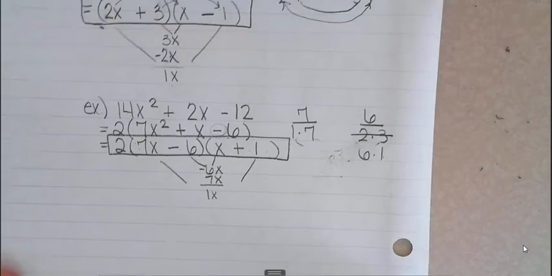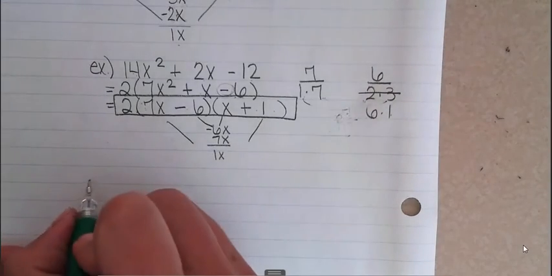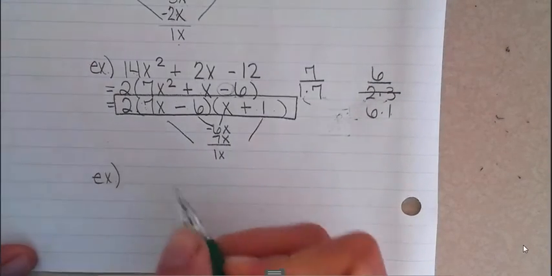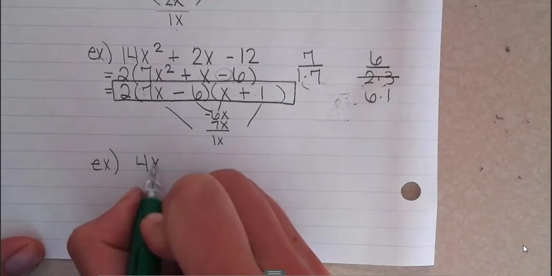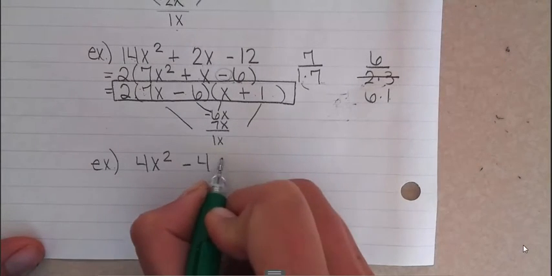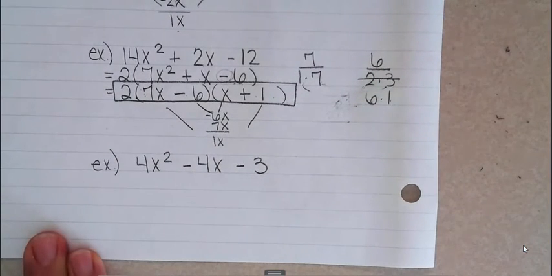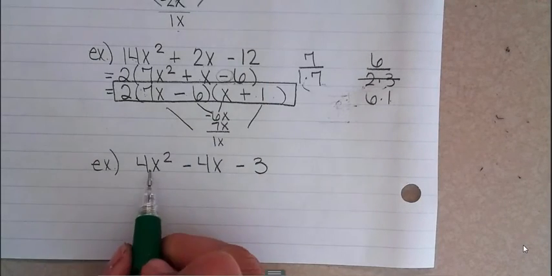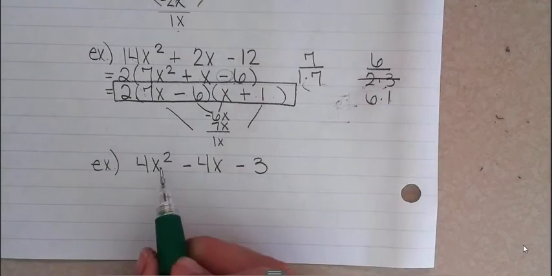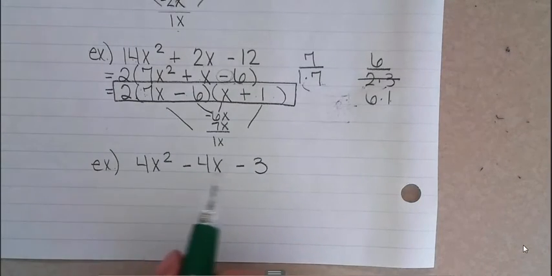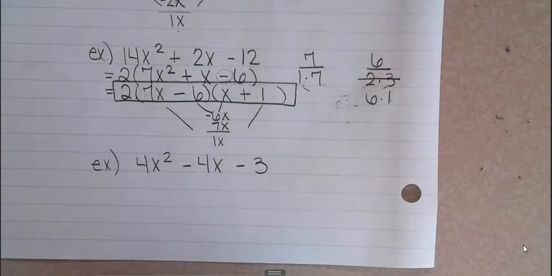All right, let's do one more. How about we do 4x squared minus 4x minus 3. So no greatest common monomial to help me. Not a difference of two squares. Not a perfect square trinomial. That's not a perfect square. Okay, so it's my guess and check method.